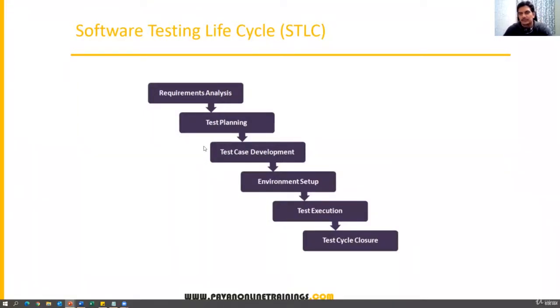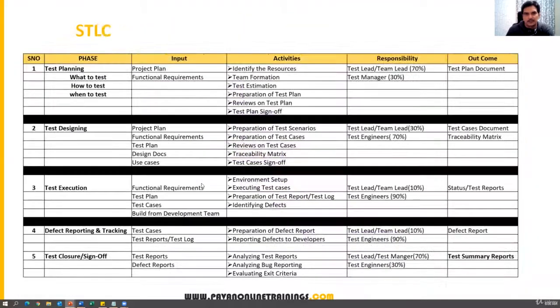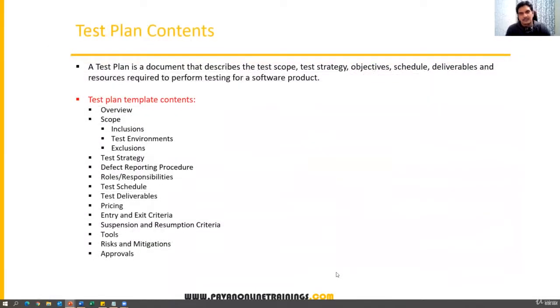All right, so these are the different phases we have seen yesterday: test plan, test design, test execution, defect reporting, and test closure. Now let us start with the test plan. What exactly does test plan mean? In the previous session we have seen, test plan is nothing but a document.